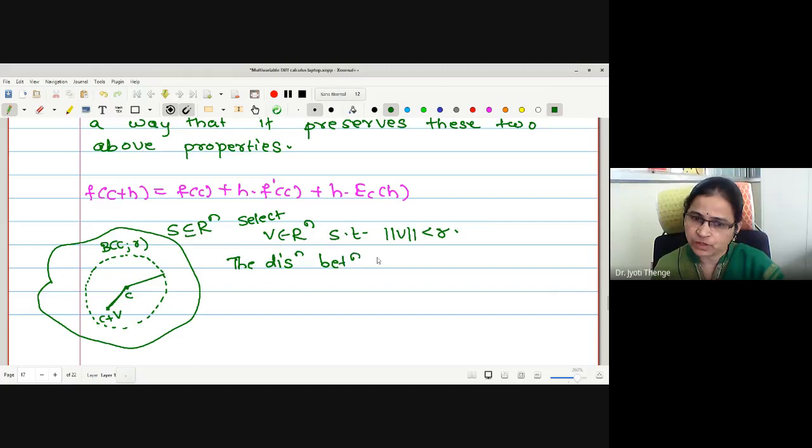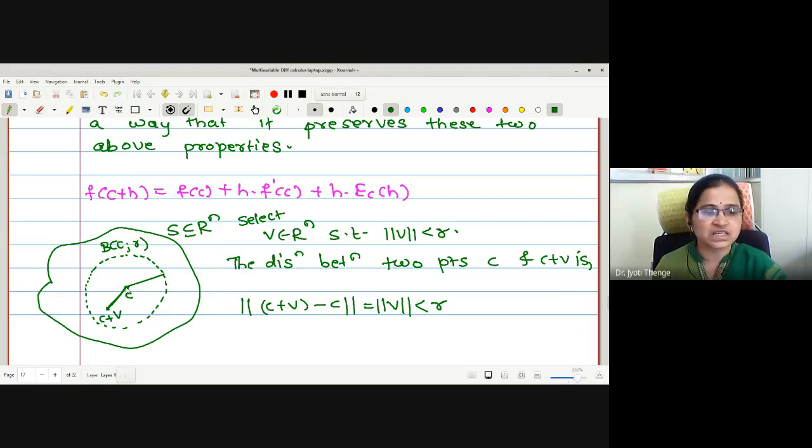The distance between the two points C and C plus V is... We were calculating distance with a norm generally, in an n-dimensional space. Therefore, norm of C plus V minus C is equal to norm V, but norm V we were taking to be less than R. Therefore, the distance between C and C plus V is less than R. Therefore, it ensures that the point C plus V is in the ball, in the domain. Therefore, both the points C and C plus V are in S.